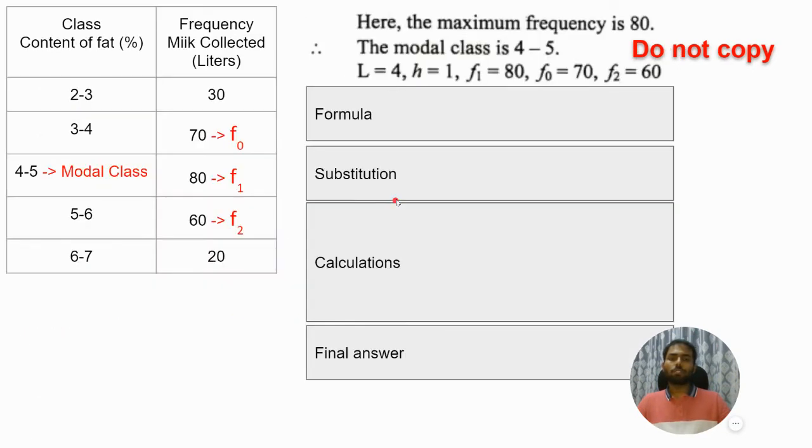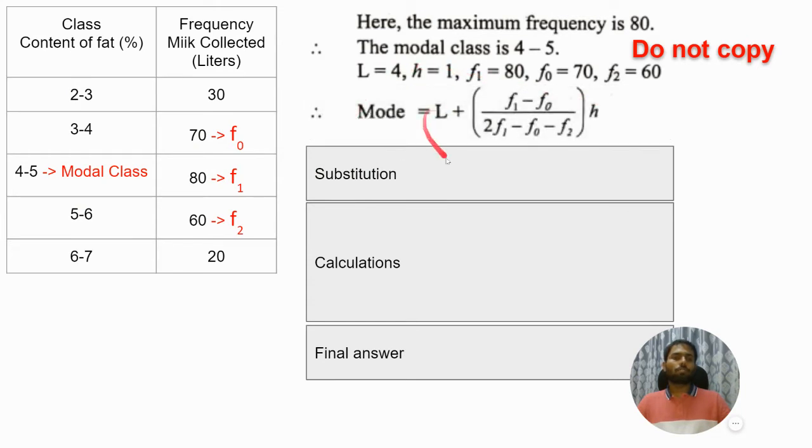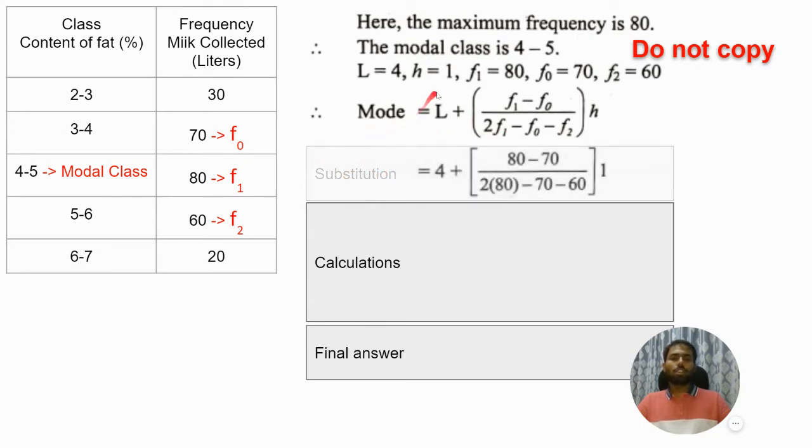So what is the formula for finding mode? This is the formula for finding mode. Okay, L plus F1 minus F0, the whole thing divided by 2 into F1 minus F0 minus F2, multiplied by h. Okay, this is your formula for mode. So how will you use the formula? You will first substitute, right? Substitute the values.